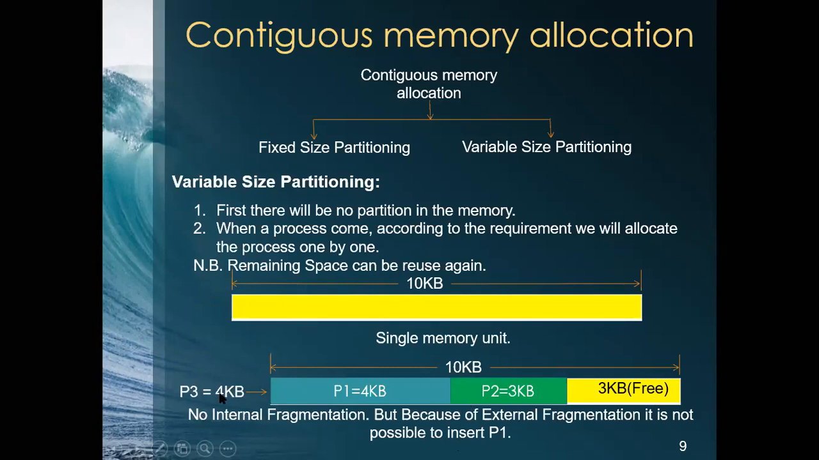Then another process will come, P2. Okay, it needs 3 kilobyte. So out of the 6, it will take 3. So 3 kilobyte will be free. Then another process, P3, will come with 4 kilobyte. There is no empty space, only 3 kilobyte is free, so it will not be allocated. So it will go on like this.